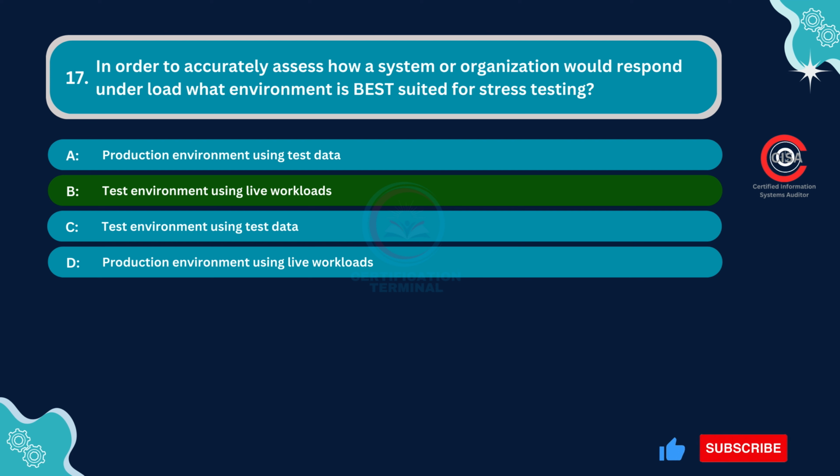A test environment offers a controlled setting where failures or disruptions won't impact real users or critical operations. This allows for pushing the system beyond normal usage patterns and observing its behavior without causing real-world problems. While live workloads are used, the test environment typically utilizes non-critical data copies to avoid compromising sensitive production data.